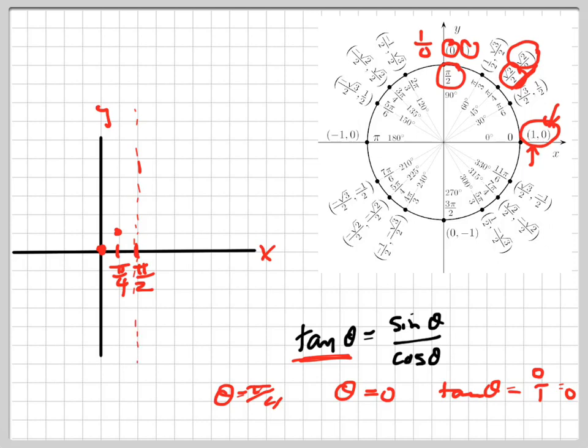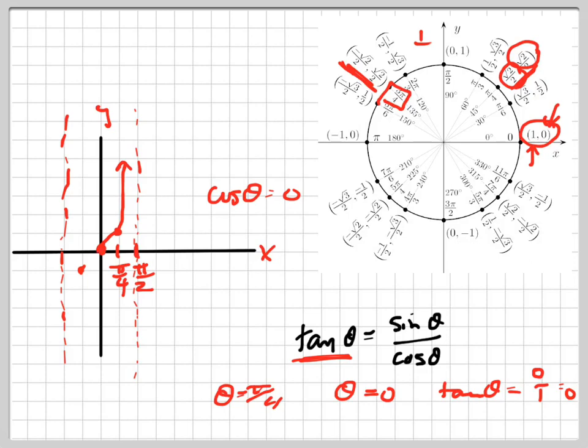is going to have a vertical asymptote wherever the cosine of theta equals 0. Wherever the cosine is 0, you're going to have a vertical asymptote because you can't divide by 0. So at negative pi over 2, you're going to have a vertical asymptote. At 3 pi over 4, I should say, that's negative 1. And so your graph is going to do this.